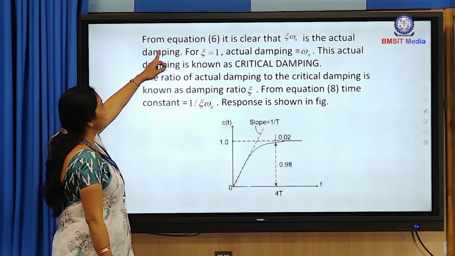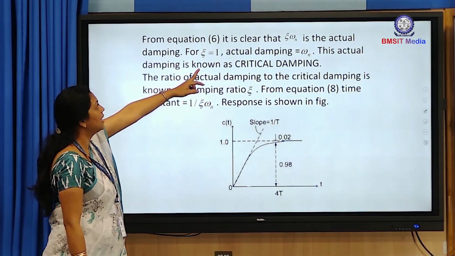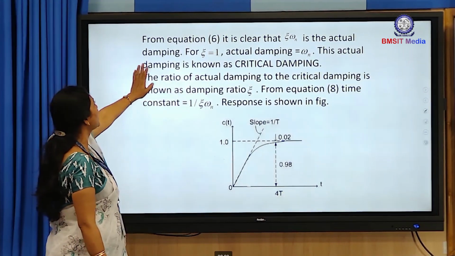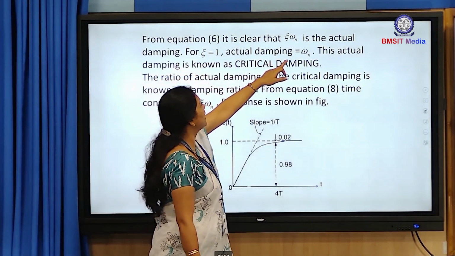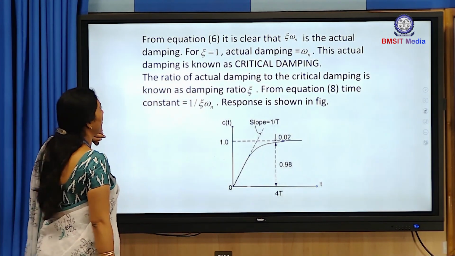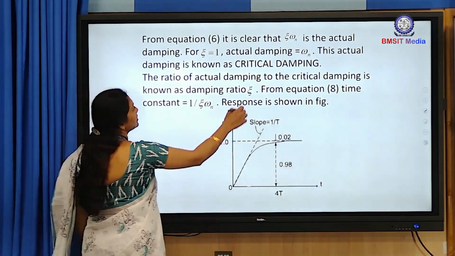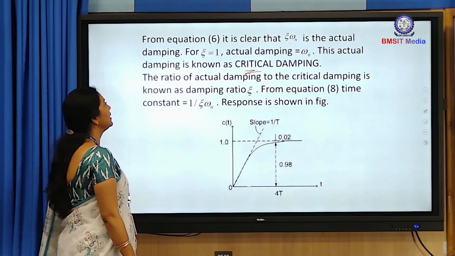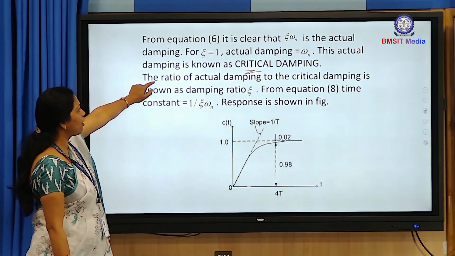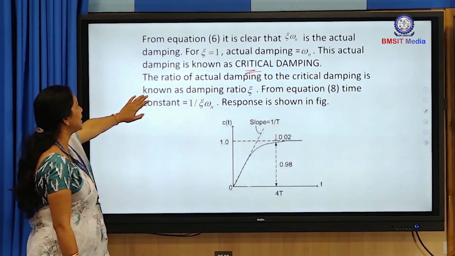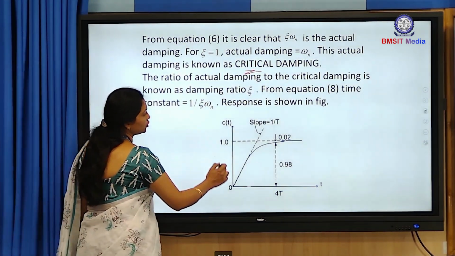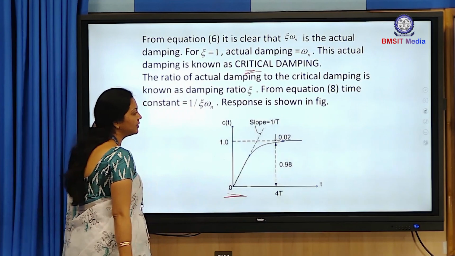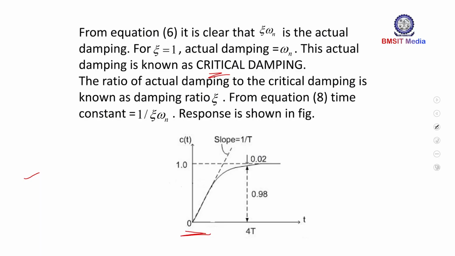So from equation 6, it is clear that zeta omega n is the actual damping, and for zeta equal to 1, omega n is called the actual damping. What is this known as? This is said to be what? Critical damping. Now, the ratio of actual damping to the critical damping is known as what? The damping ratio. This damping ratio response, if I draw, then this is the response that I will be getting.